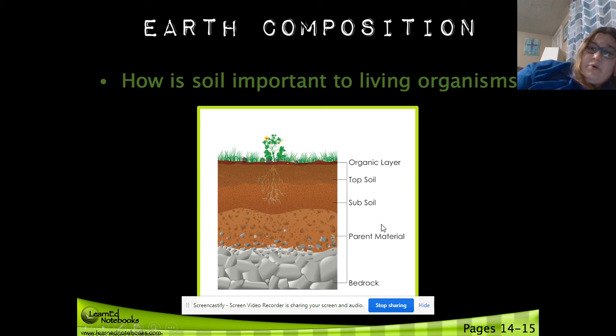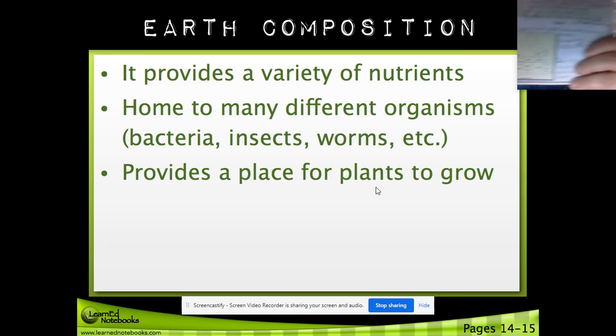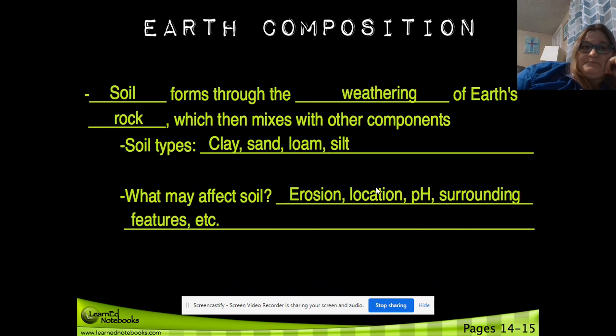How is soil important to living organisms? Notice that it comes from bedrock, and you have the different types of soil. Again, I just put this in my note section here. Okay, I said soil provides a variety of nutrients, is home to many organisms, and provides a place for plants to grow. Different things live there, like bacteria, insects, and worms. Soil forms through the weathering of Earth's rock, which then mixes with other components. Weathering means breaking down of rock. It mixes with other things.